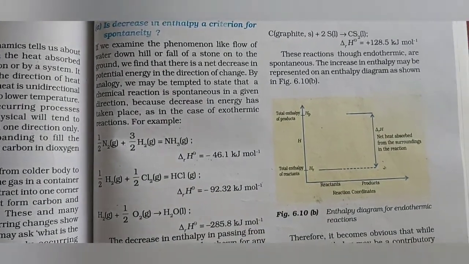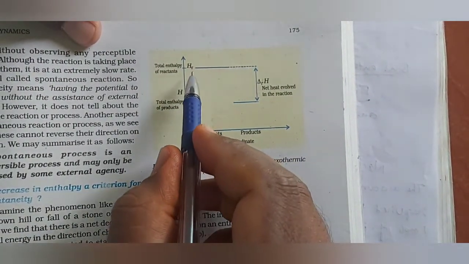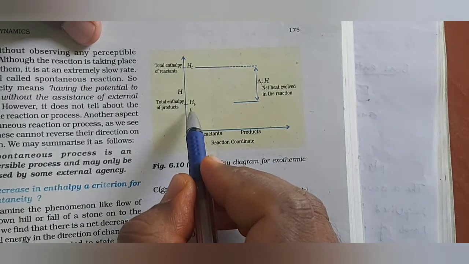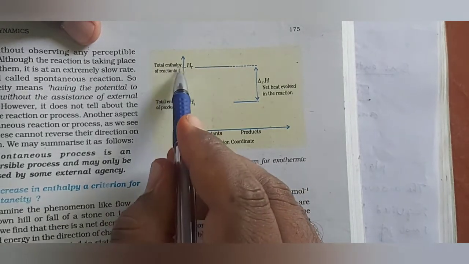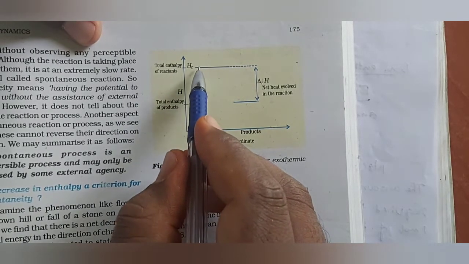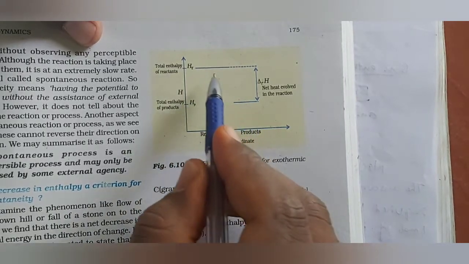And next, coming to the diagrams, the reactants' energy is greater and the products' energy is smaller. Total enthalpy of reactants, total enthalpy of products. Reactants will lose energy to form products.